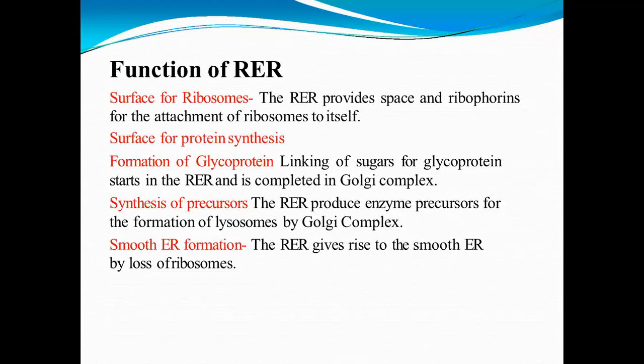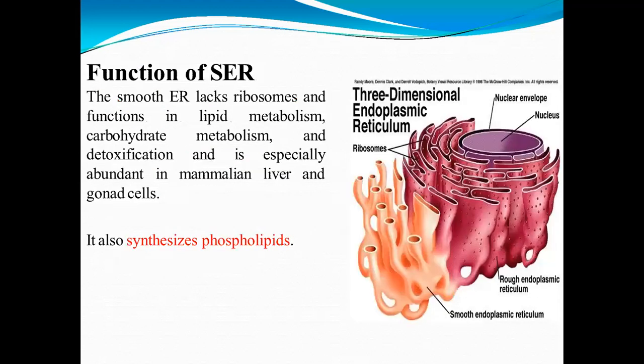So what are the basic functions of rough endoplasmic reticulum? Here we have some key functions. It is a surface for ribosomes, because ribosomes attach there, perform different functions and translate the messenger RNA. It is also a surface for protein synthesis. The rough endoplasmic reticulum gives space and different chemicals and helps in the synthesis of different types of proteins, formation of glycoproteins, synthesis of different precursors, and the formation of smooth endoplasmic reticulum is only because of rough endoplasmic reticulum.